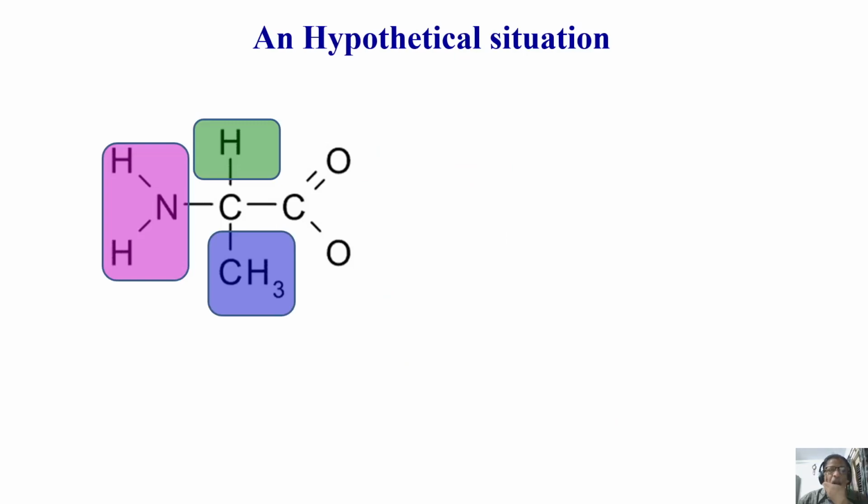Let us consider a hypothetical situation like this: a molecule which has NH2 protons, CH proton, and CH3 protons. Remember, I told you in the last class, again I'm repeating, in the NMR jargon, if you say proton, it refers to hydrogen. So if I say NH2 protons, that means I am talking about these two hydrogen atoms. So there are three different functional groups present in this molecule.